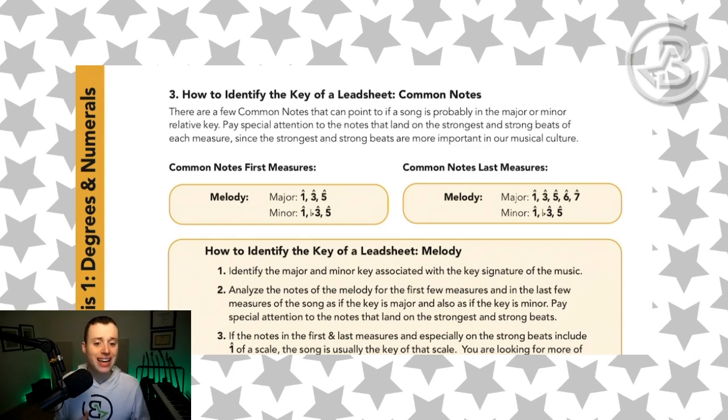And the last couple of measures, not measure, but measures, more than 1, you're going to look at the last couple measures. You're going to look for scale degree 1, 3, 5, 6, and 7 from the major scale, landing in general, but also especially on strongest and strong beats. And you're going to also look for scale degrees 1, flat 3, and 5 from the natural minor scale, in general, but especially landing on strongest and strong beats.